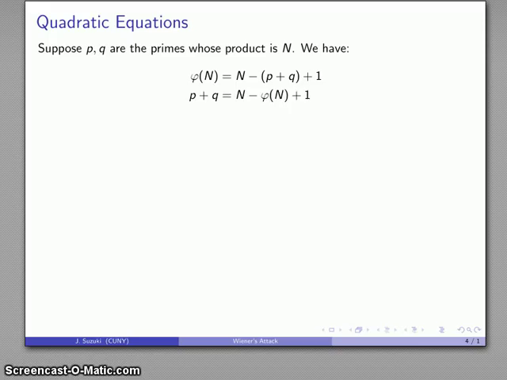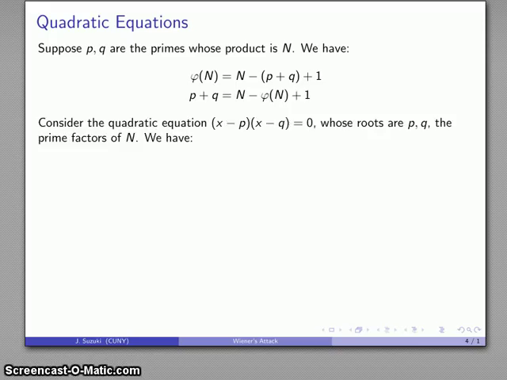And we can solve that for p plus q. And let's consider the quadratic equation, (x minus p)(x minus q) equals 0. Now, this is a quadratic equation, so we know what the roots are. It's going to be p and q, which will turn out to be the prime factors of n. Now, if I expand that out, what I get is two things of note. First of all, the constant term is p times q. Well, that's just n. And the coefficient of x is going to be negative (p plus q).